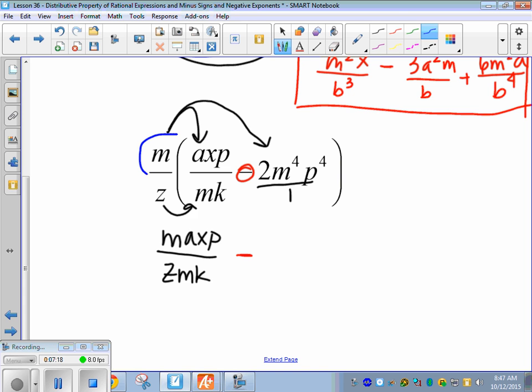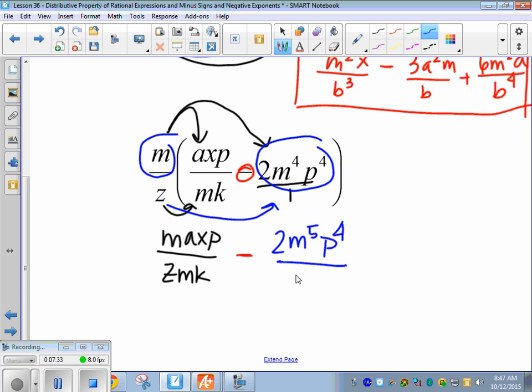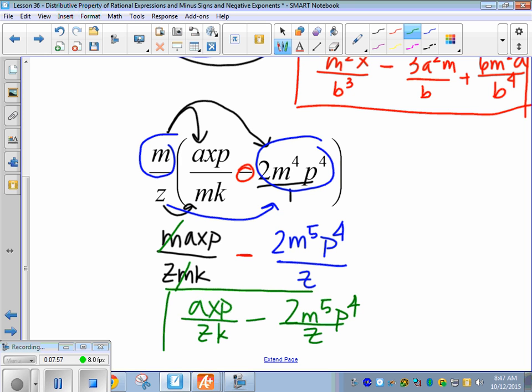Now you have to multiply this numerator by this numerator. So, Leah, what's that going to give me? 2m to the fifth p to the fourth over z times 1 is just z. So I think there's only one thing I can cancel in that very first term. I have an m on the top and an m on the bottom. So I'm going to get axp over zk minus 2m to the fifth p to the fourth over z. And that would be my final answer.